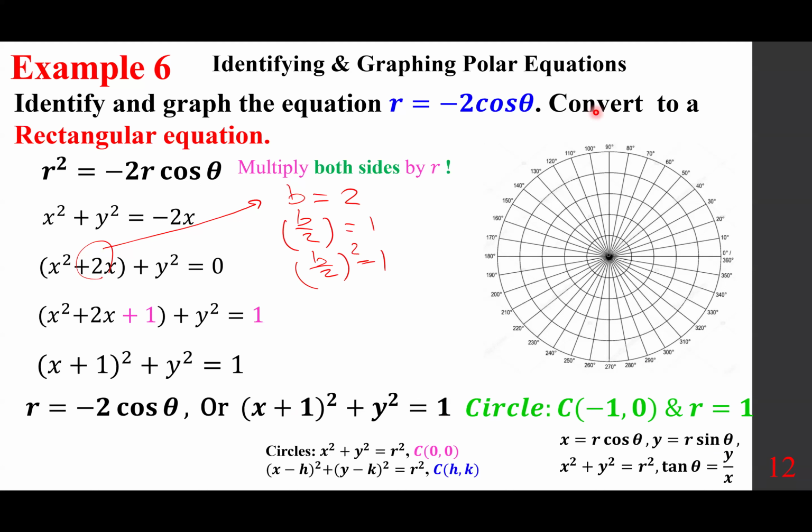So again, this is the combination of a rectangular coordinate system and the polar grid. So negative 1, 0, you go 1 to the left and you draw a circle with the radius 1. That's the idea. Okay, everybody?